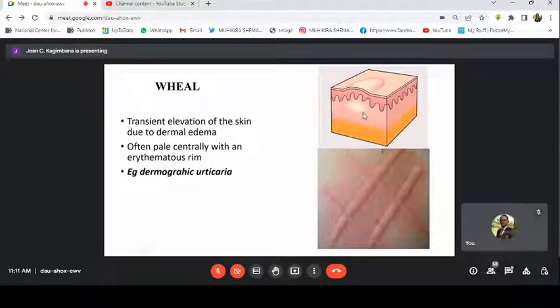This is the example I have given: dermographic urticaria. If you scratch, you have raised lesions which will last about 1 or 2 hours. Okay, then it is erased.